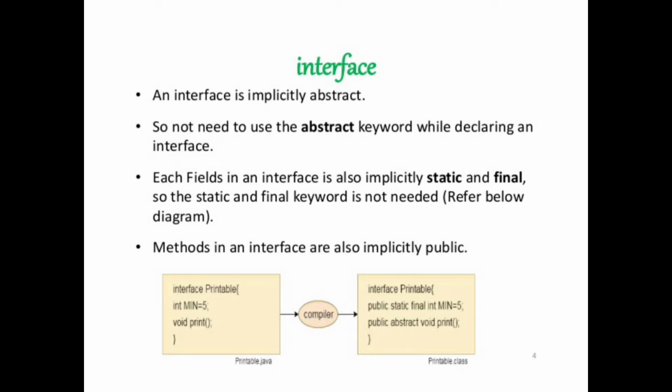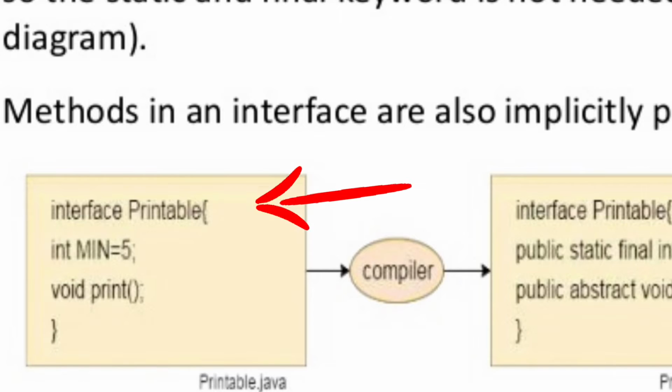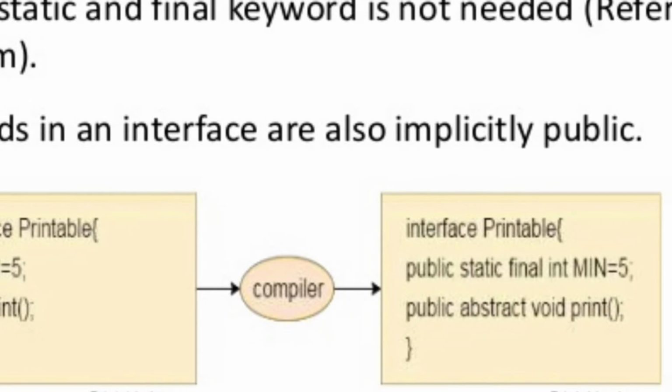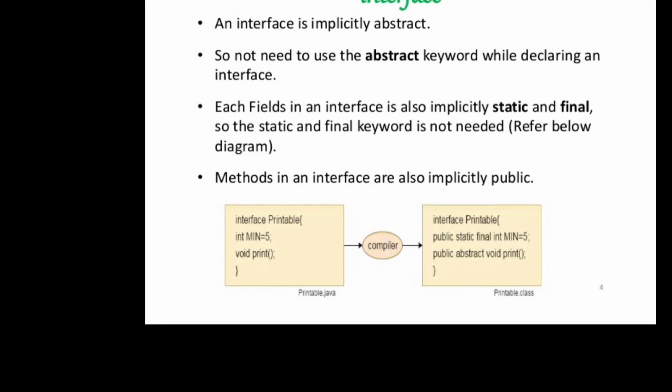As shown in the figure, the interface name is Printable, and inside the interface we write the method and field declarations. Here we declare int min = 5 and void print as a method. When we compile this program, the compiler converts it like this: public static final int min = 5 and public abstract void print semicolon. The method is implicitly converted like that.